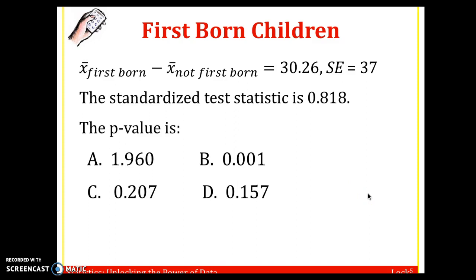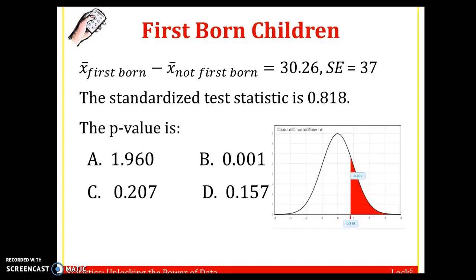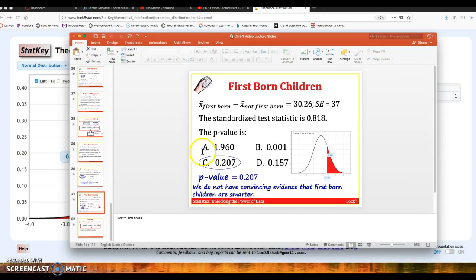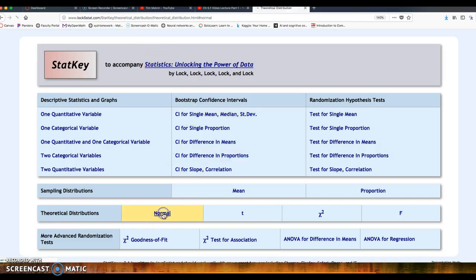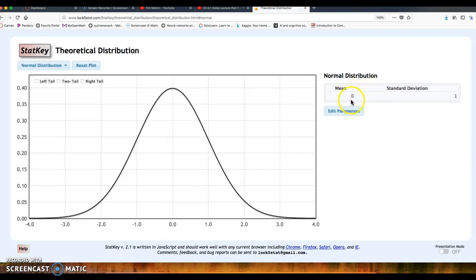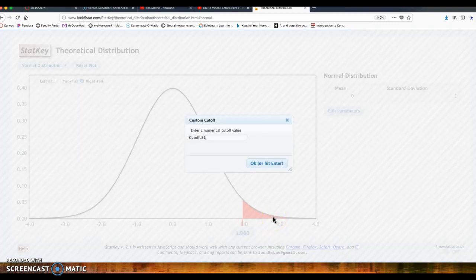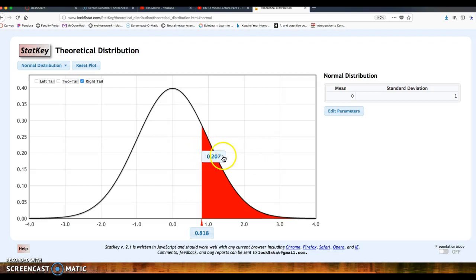What is the p-value? Here we would get the p-value to be about 0.207. So where does this come from? That standardization statistic is 0.818. If I go into StatKey, we want the normal distribution. If you're doing the standardization, the z-score, you keep these at 0 and 1. I'm going to click on right tail. And down here, I just need to change this value to that 0.818. Click OK. And that's where that p-value comes from, 0.207.